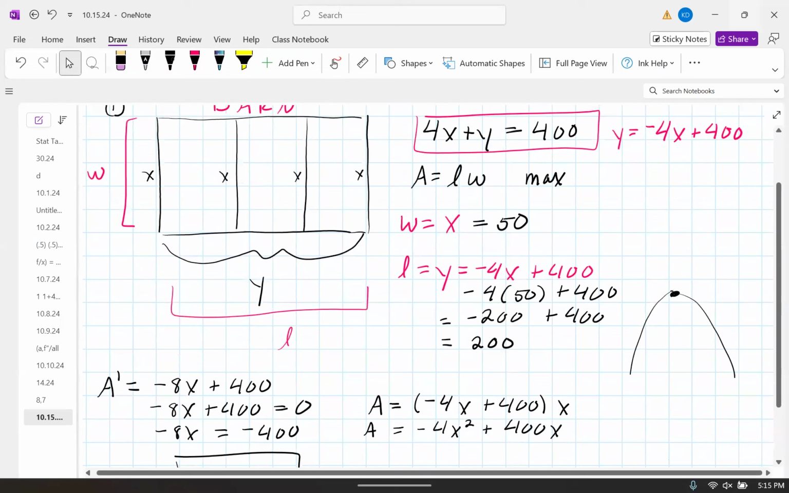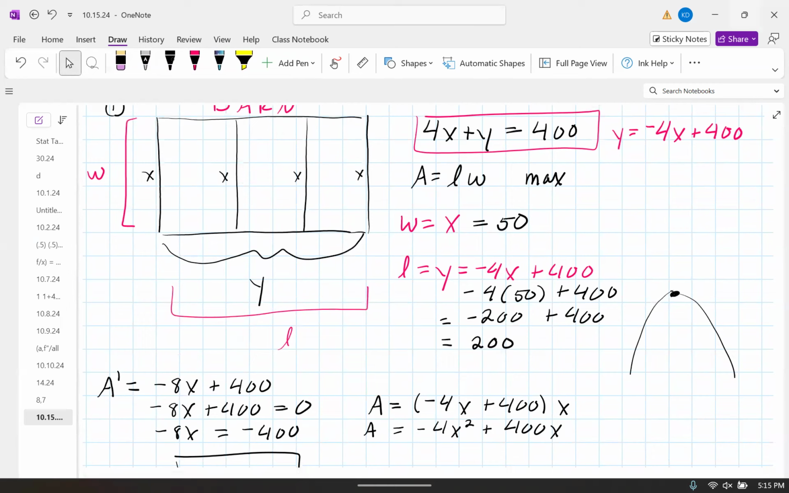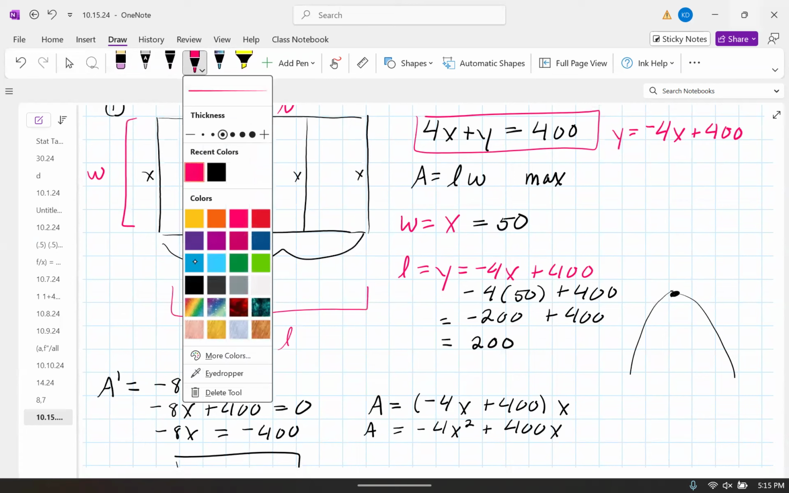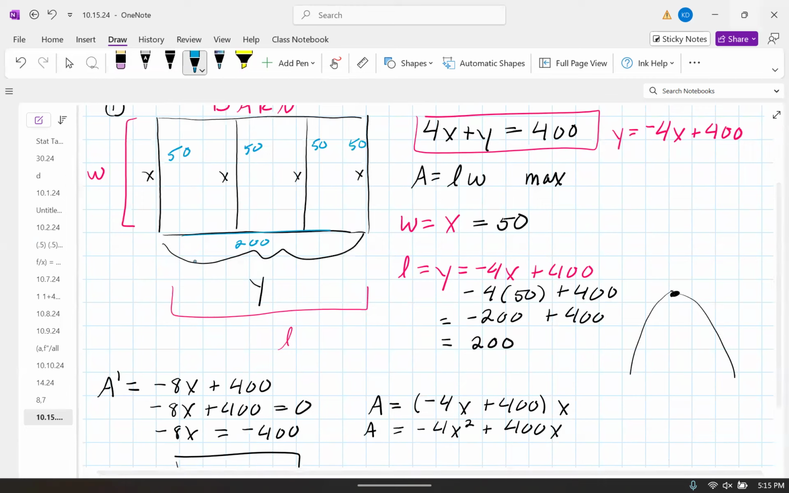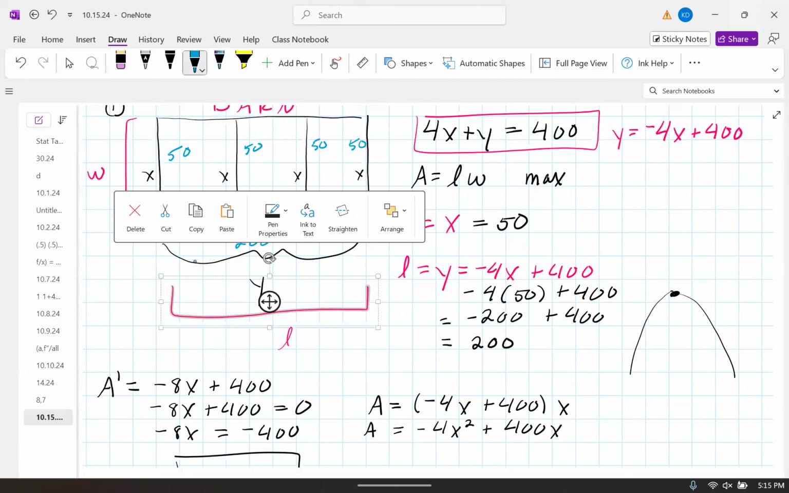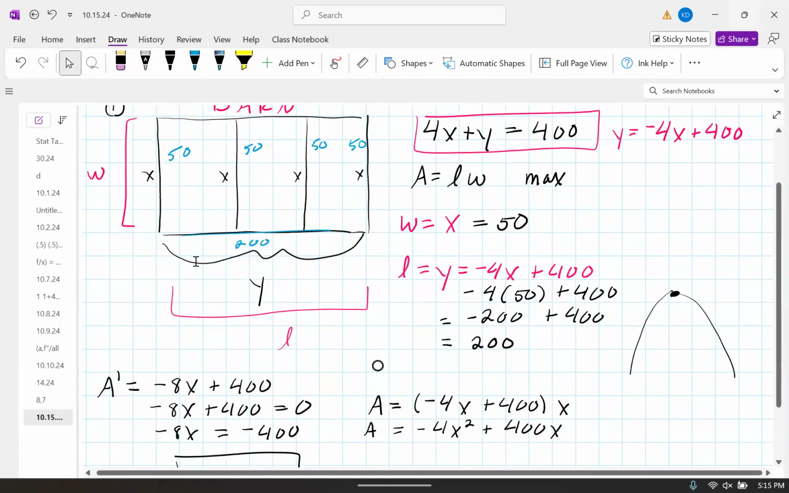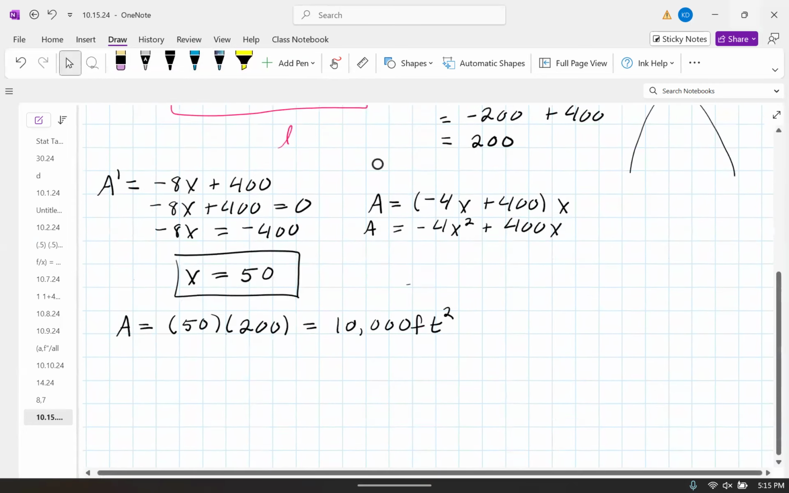Now it's always good to come back. Do our proportions work and does this make sense? Let's change to blue for this. If this is 50, this is 50, 50, 50, and this whole piece down here is 200, and we add that up, do we get our 400 fence? Yeah. 50 and 50 is 100, two more 50 is another 100. Yeah, we get 400. So for a lot of these problems, we can actually check them with our original data and make sure they work.